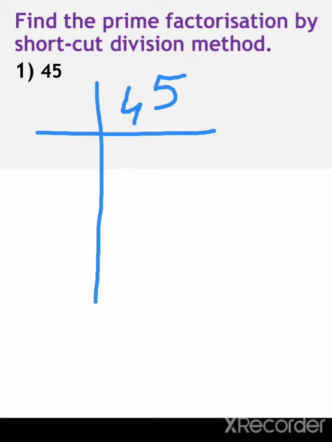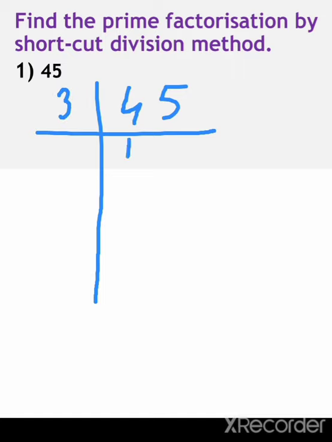Now 45 is not divisible by 2 because it is an odd number. Before moving to 5, because I am aware that 45 is divisible by 5, I will check for 3. So what is the rule saying? Add the digits and check. So 5 plus 4, I am getting 9, and 9 is divisible by 3. So 45 will also be divisible by 3.